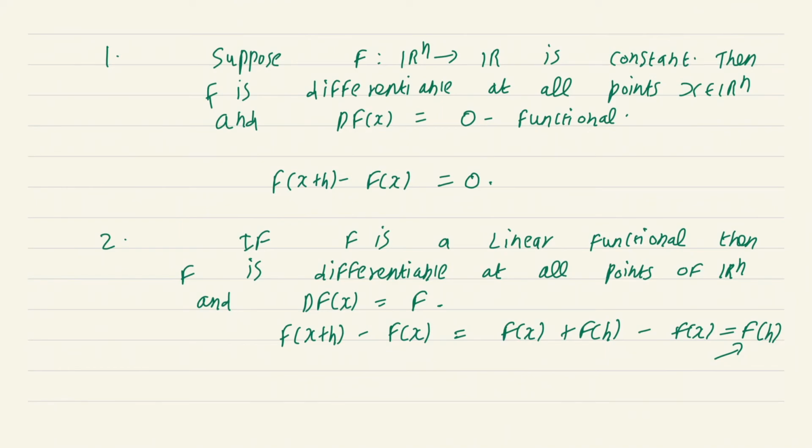So in this case also f is differentiable everywhere, and the derivative is f itself, which is sort of to be expected because the derivative is supposed to be the best linear approximation, and since f is already linear, you don't need to approximate f. Okay, so we will conclude this short video by one more proposition, which is also easy.